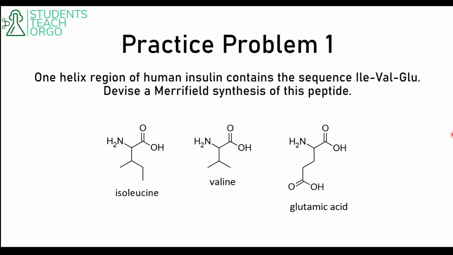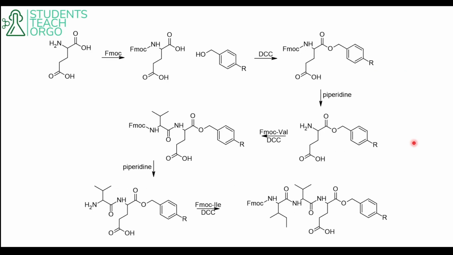Okay, so for the solid phase synthesis, recall that we are building the peptide from the C terminus to the N terminus, so from right to left, basically. So that means the first thing we're going to do is use glutamic acid, then we're going to use valine, and then we're going to use isoleucine. So let's look at the mechanism for this.